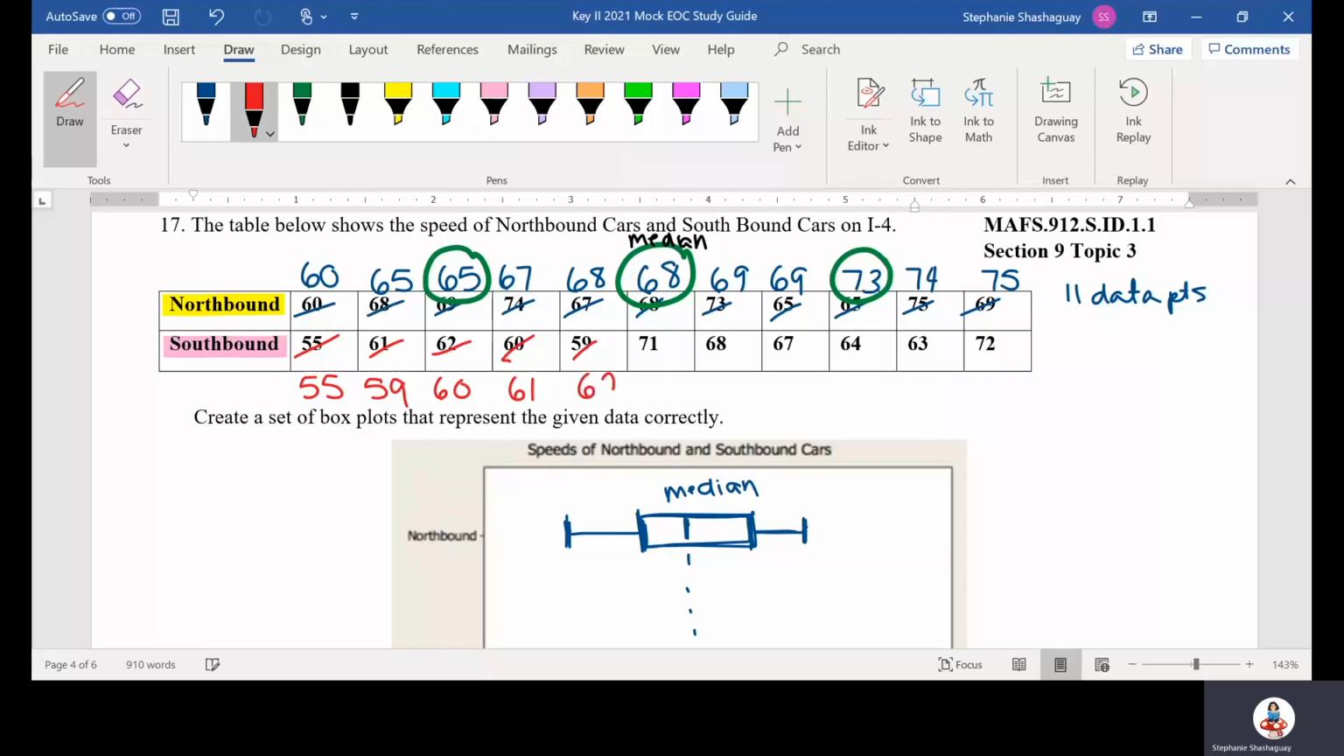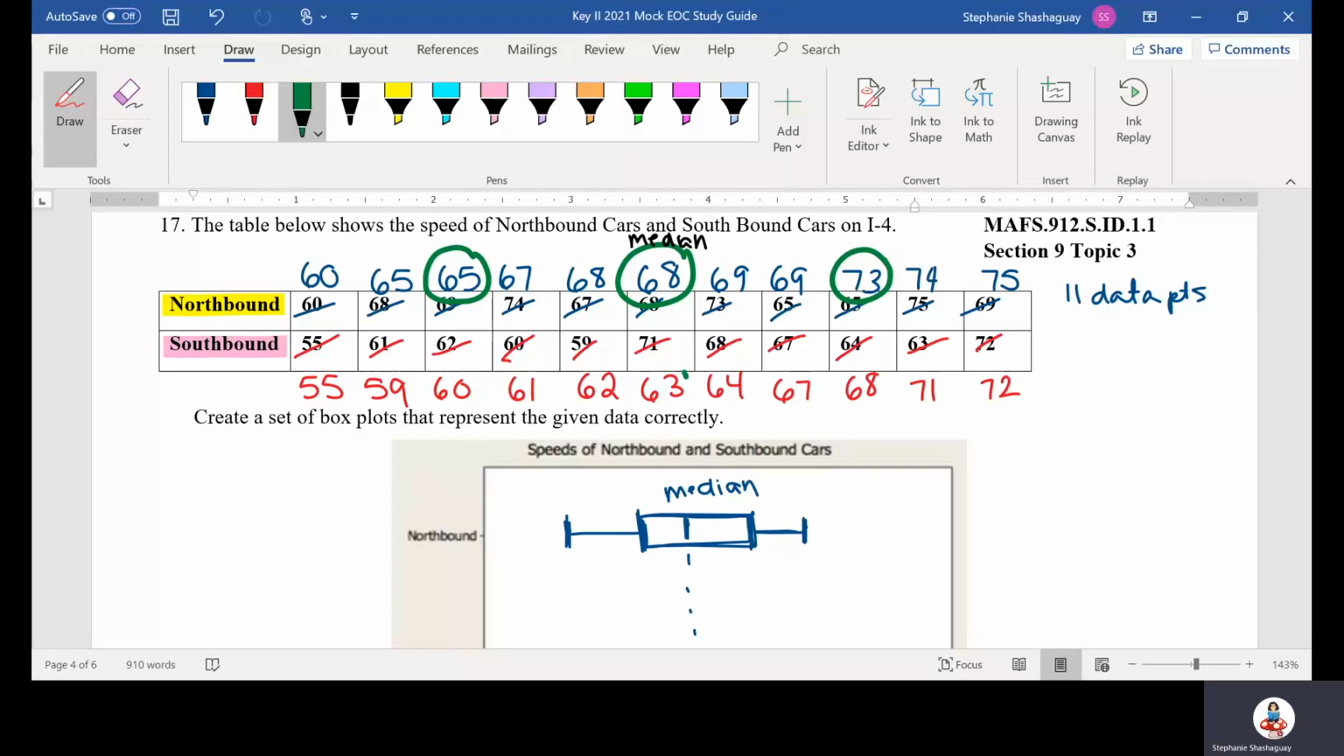62. And 63. 64. 67. 68. 71. And 72. Okay, again, I have 11 data points, just like I did before.